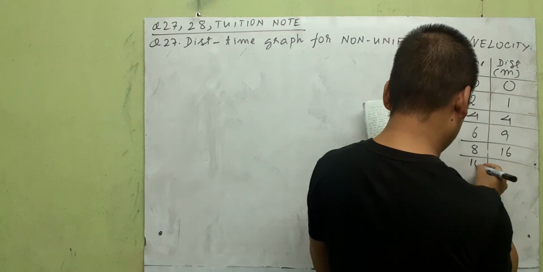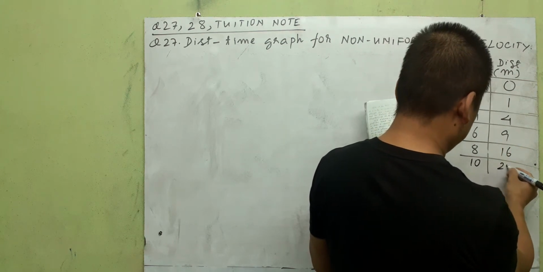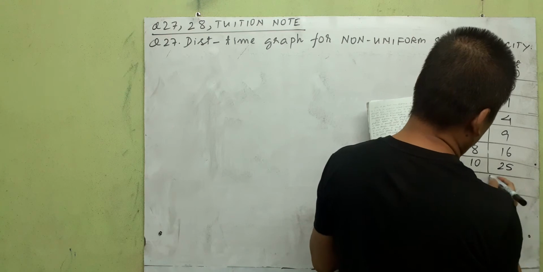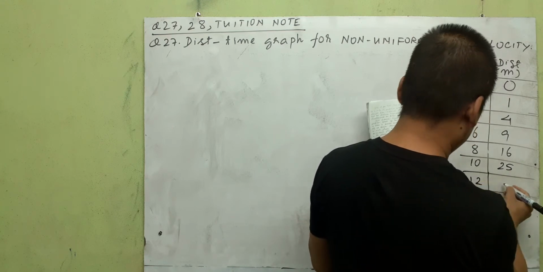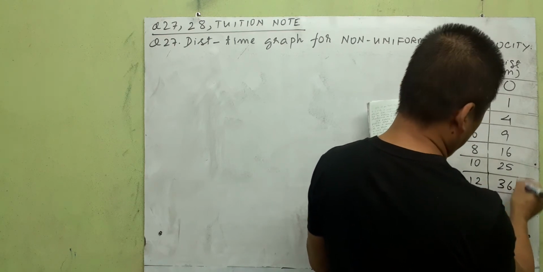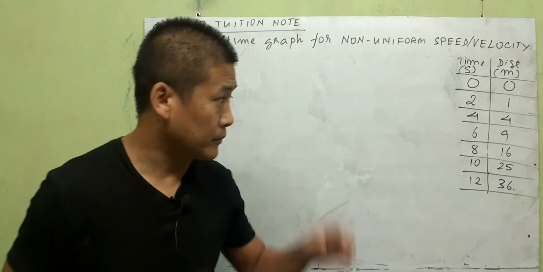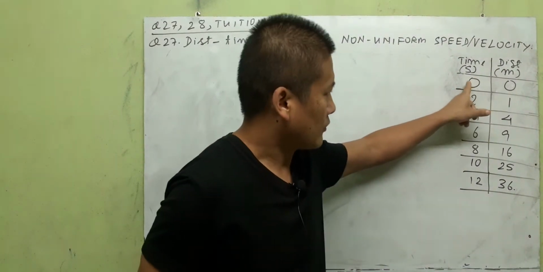Then after 10 seconds, it has covered 25 meter. And one more. Let us say after 12 seconds, we timed, and finally it covered 36 meter. So from here we can clearly see how this object is covering distance.